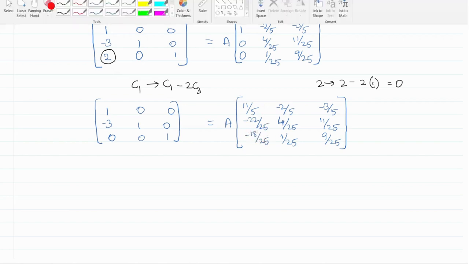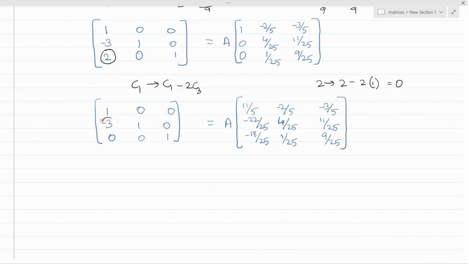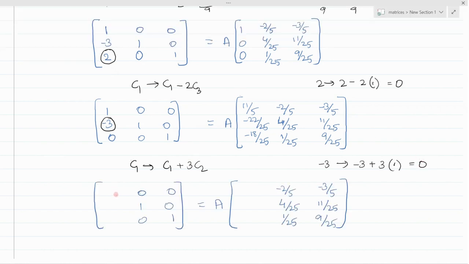Our next step is to convert the last entry, that is minus 3, to 0. So to do that, C1 changes as C1 plus 3C2. When we do this, minus 3 changes as minus 3 plus 3 times C2, that is 1, and gives 0. C2 and C3 elements remain as they are. Only C1 elements change: 1, 0, and 0. And here it becomes 1, minus 2 by 5 and minus 3 by 5.